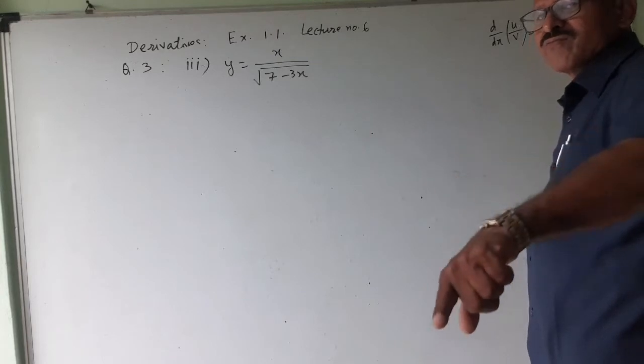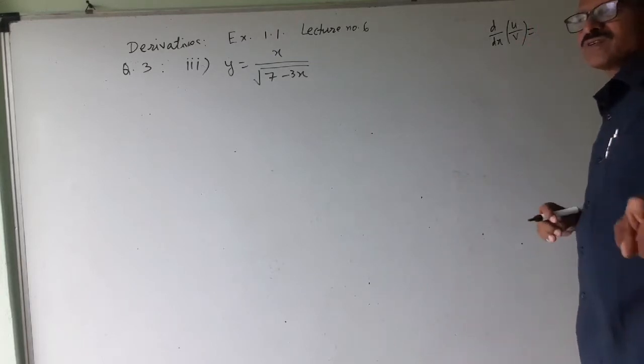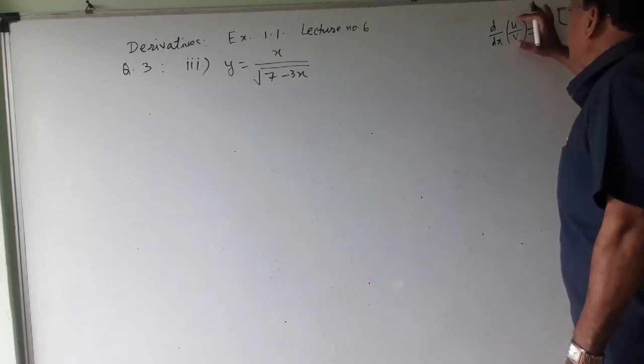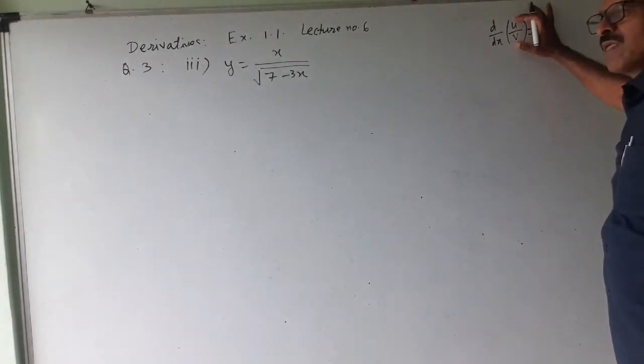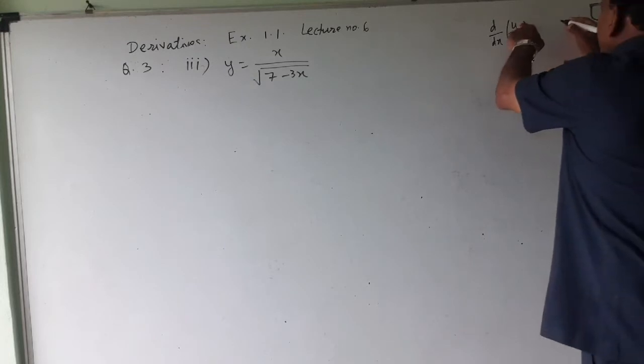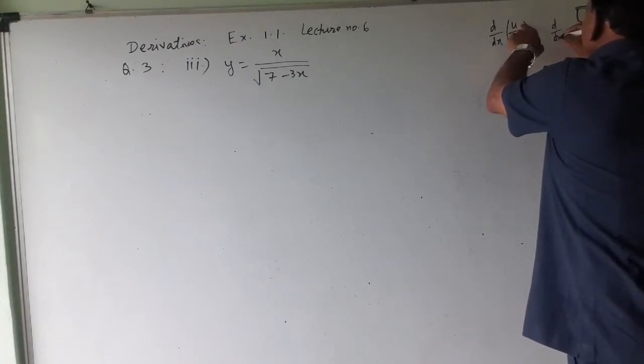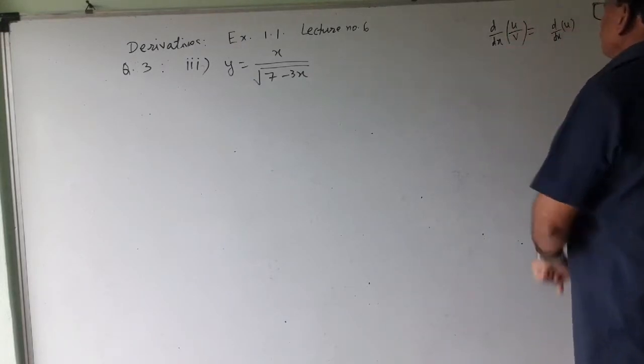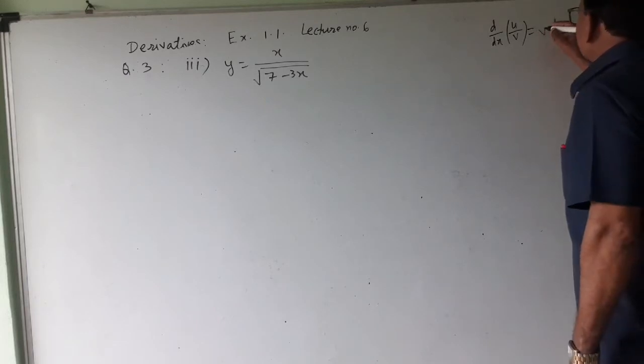Now while teaching, I have taught you how to remember this, how to do it. So who has come first, he should get the first chance. Assume that these two people are going to the barber shop. Who has come first? The u has come first. So he will sit on the chair. So d by dx, this is the chair u. This will be behind, sitting on the bench.